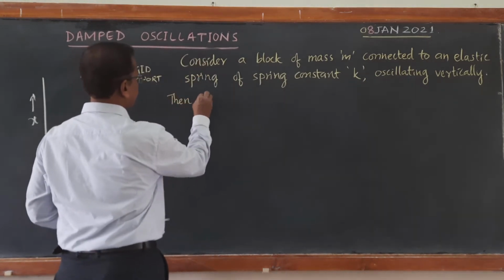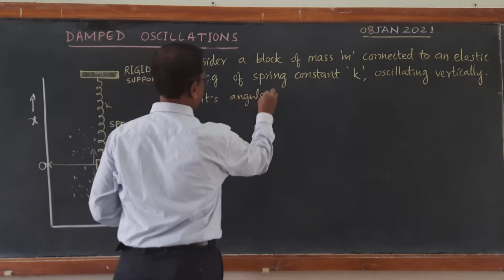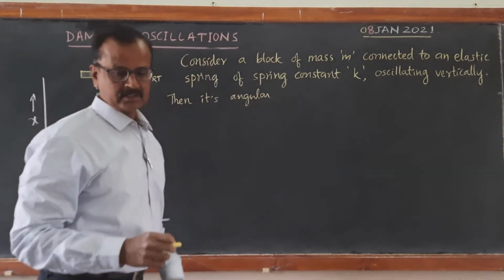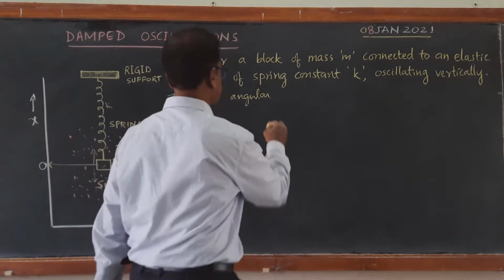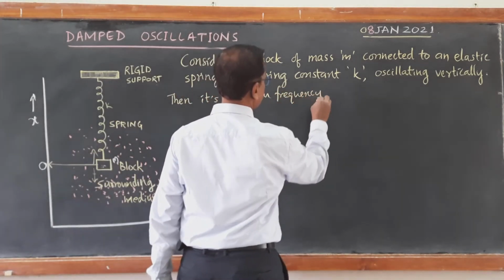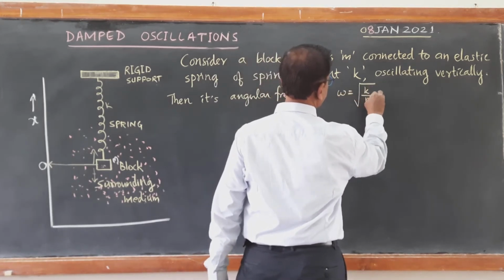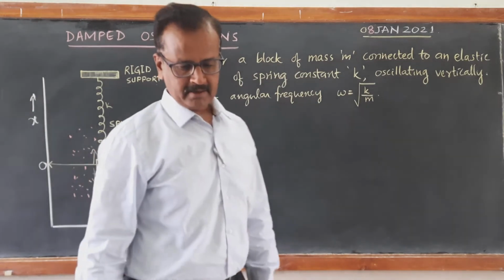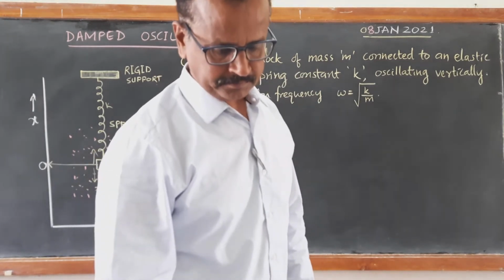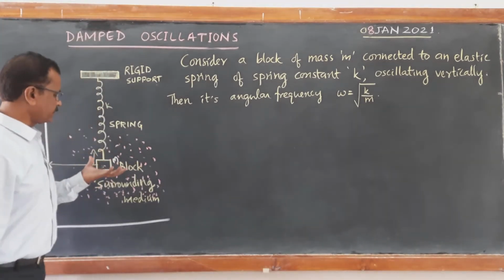Then its angular frequency, not angular acceleration, angular frequency, which we have calculated, is given by square root of k by m. Now, in practice, however, what is happening?